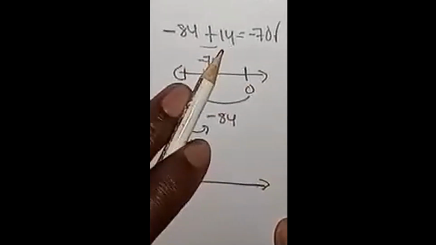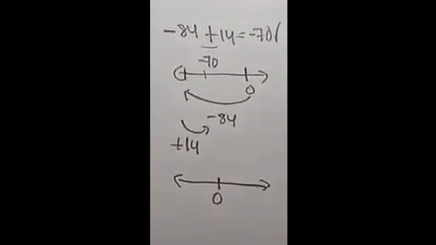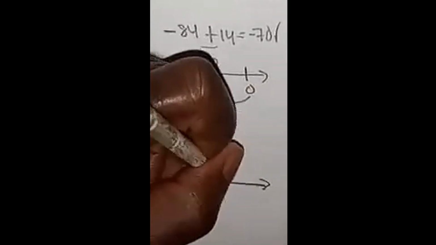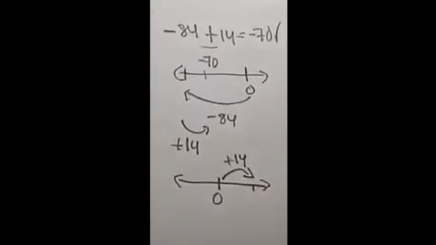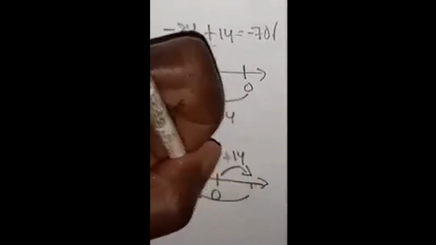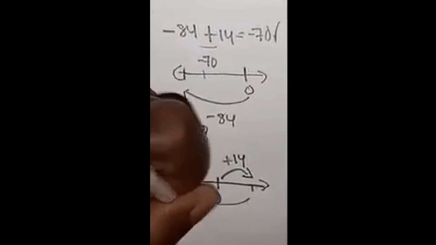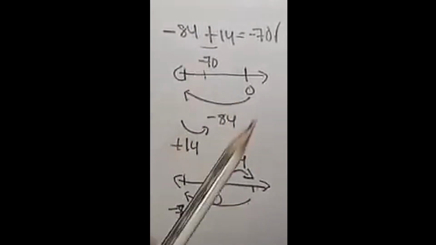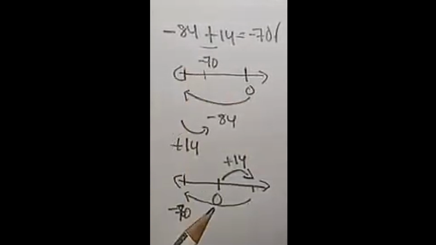We could have done that either way. We could have first added 14. Let's say 0 is here. I'm going to go 14 in this direction. But now I got to come back 84. That's still going to give me a negative 70. None of this is to scale. It's a visual representation. Let's look at subtraction.